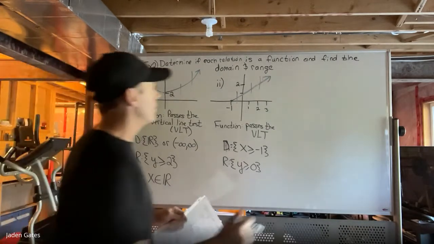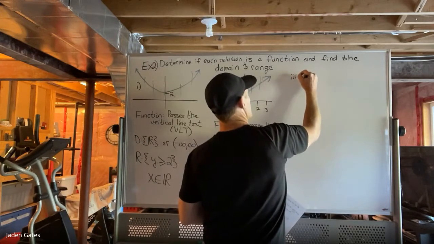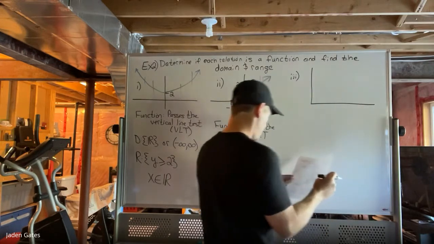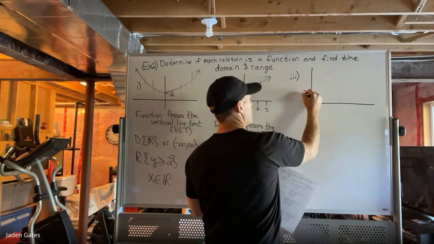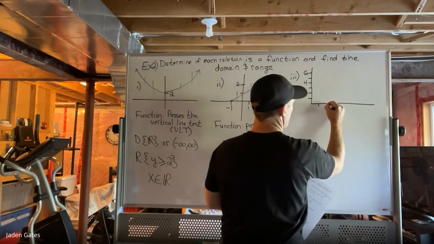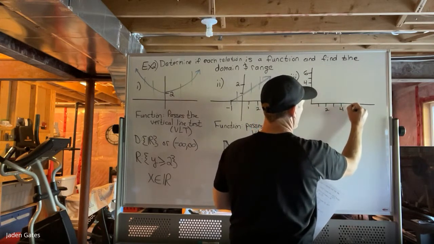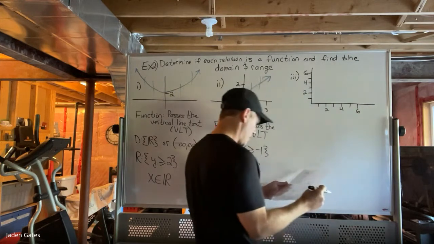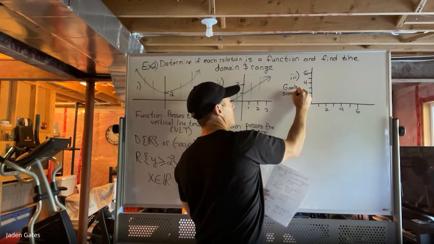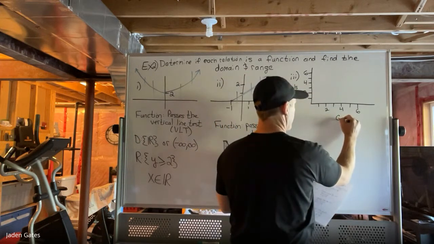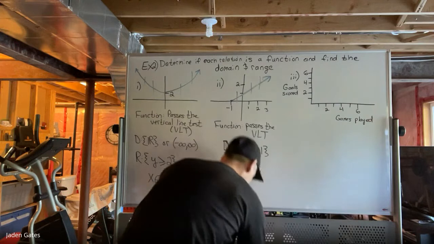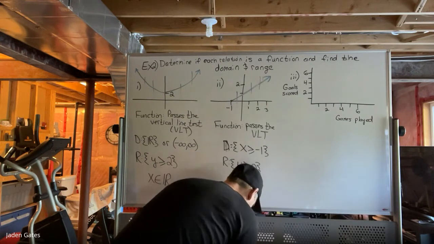Let's try a couple more here. All right, so the first one I'm going to draw here. This one's a little tougher for me to draw. Let's see here. All right, so we got 6 spots. So 2, 4, 6, 2, 4, 6. All right, what we're talking about here is goals scored, and over here, games played. All right, so let's see here. I want to make sure I'm accurate to what I got going on here.